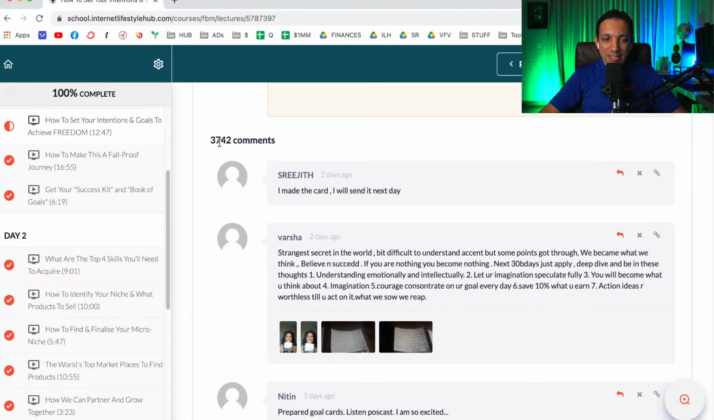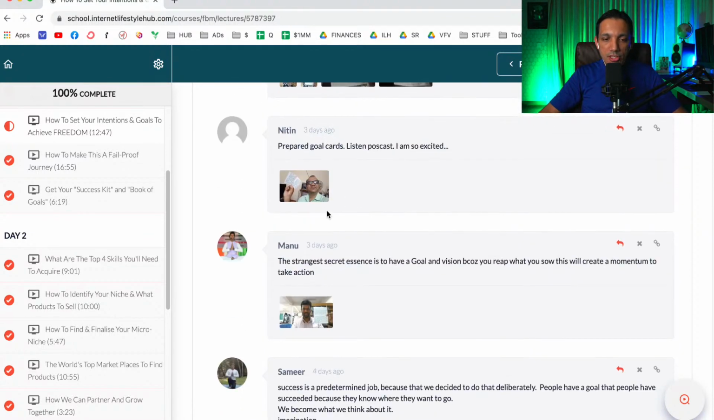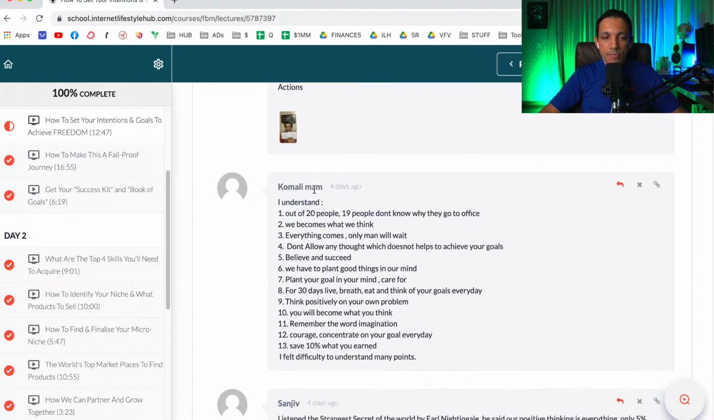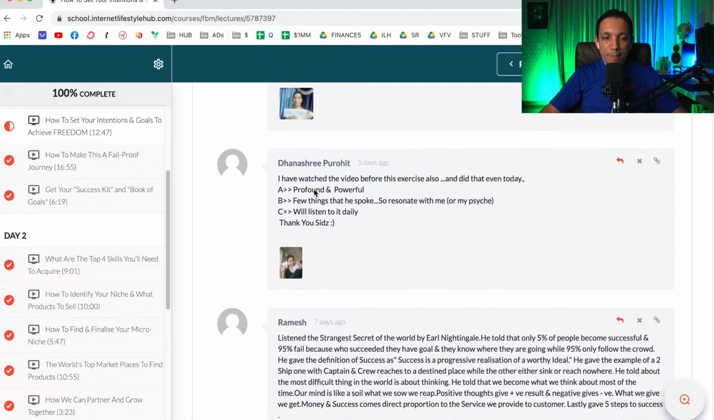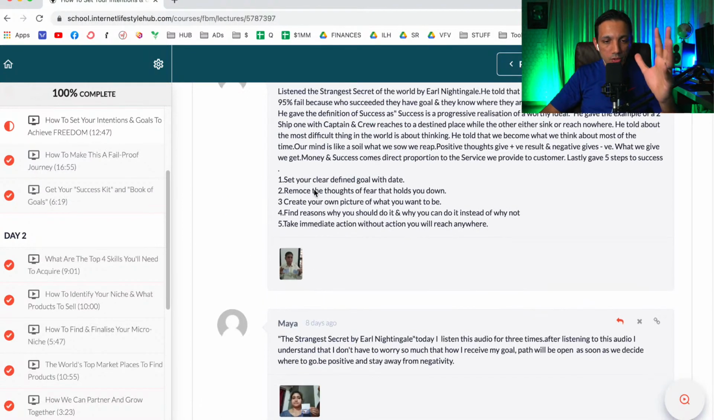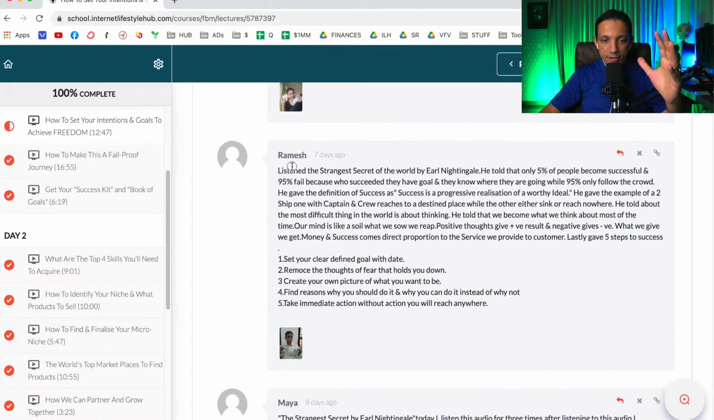And look at this, more than 3,700 people who have come into the system are actually sharing snapshots of their goals. So I've basically set the foundation on how they need to think. And look at this, they've given some really powerful comments here.